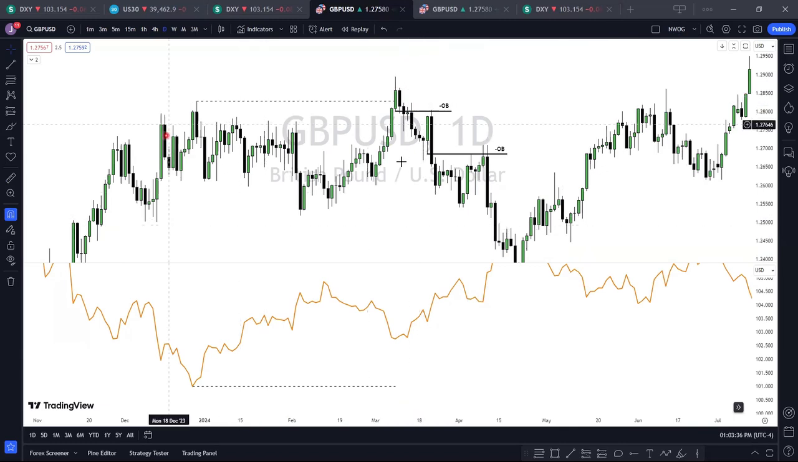Looking at this point here, I want you to find it yourself. There is smart money divergence. Look carefully. This point here, you can see there's a smart money divergence. Can you see it?